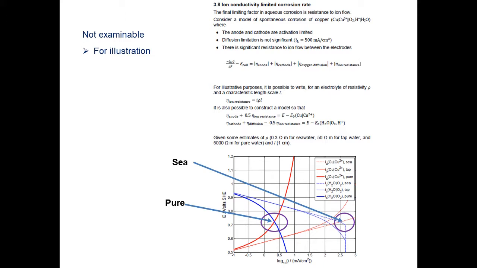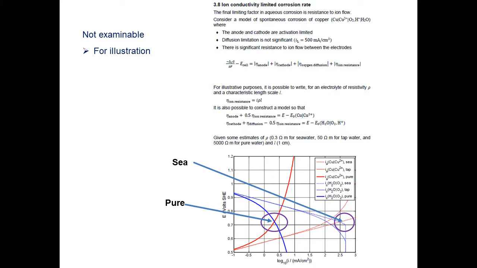So equation 3.34 considers what happens if you have 4 different sources of polarization or voltage loss in a corrosion cell. If you have the anode and cathode activations, if you have some diffusion polarization because of limited rate of oxygen supply at the cathode, and also what if we have some ion resistance term because the corrosion current is relatively large, so the ionic resistivity of the electrolyte is not negligible. So for illustrative purposes, we could write down this approximation.